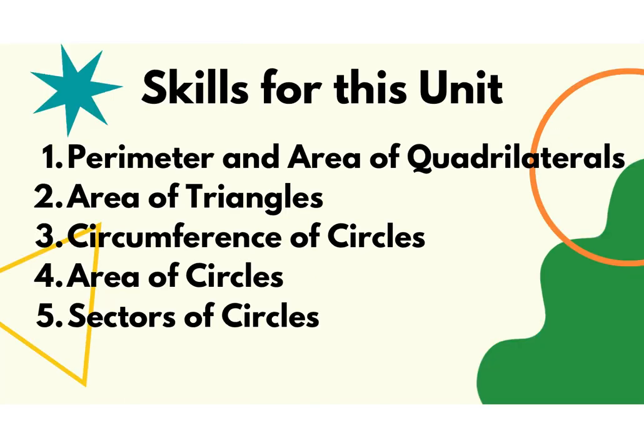We're going to start off with a little bit of review on quadrilaterals and finding the perimeter and area of those. Then we'll switch over to area of triangles. We'll talk about the circumference of circles, the area of circles, and then sectors of circles. So like, what are those and how do you find the area of them?